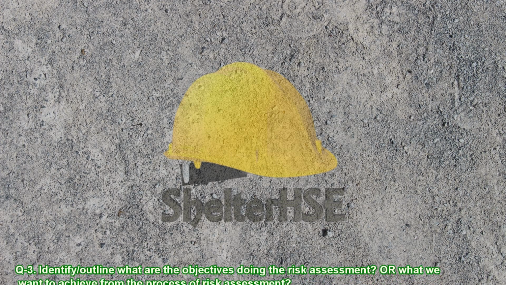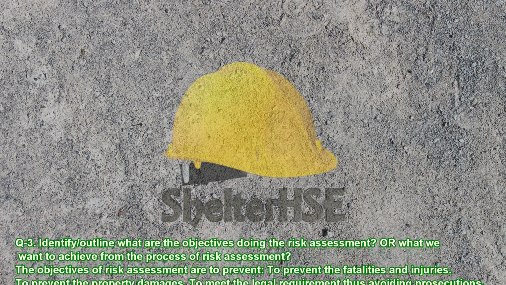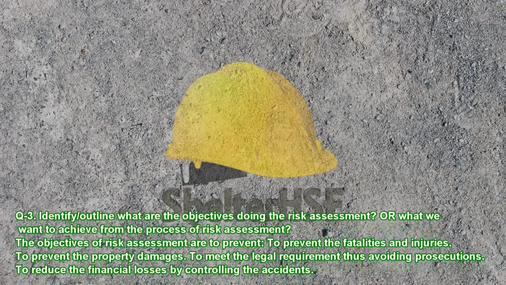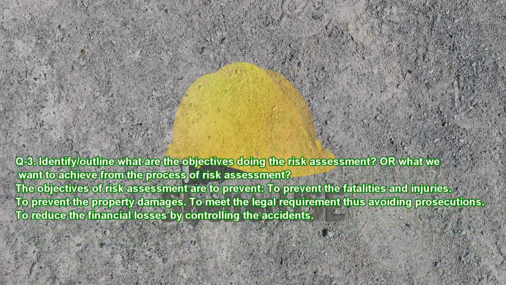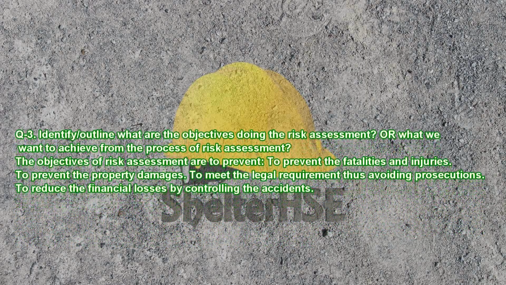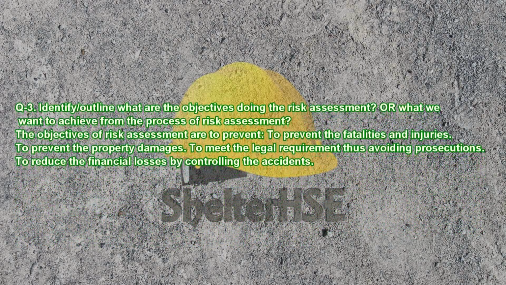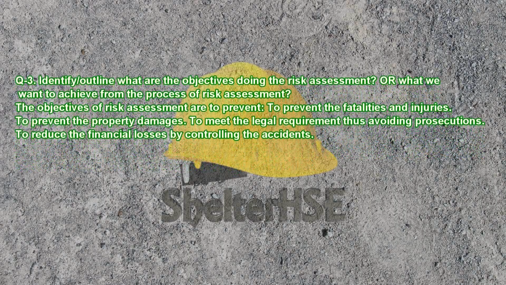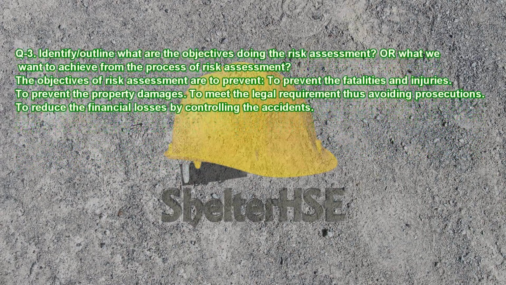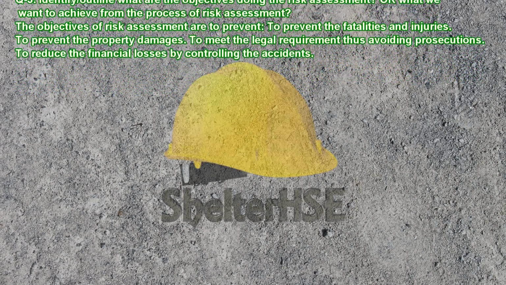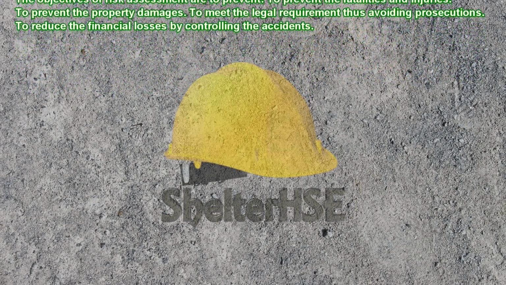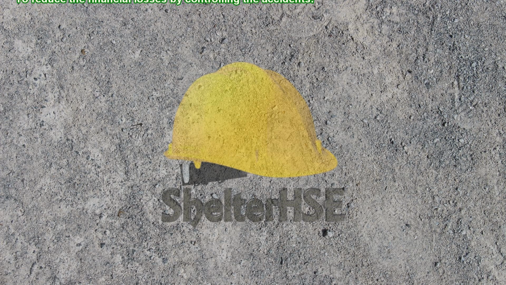Question 3. Outline what are the objectives of doing the risk assessment? Or what we want to achieve from the process of risk assessment. Answer. The objectives of risk assessment are to prevent fatalities and injuries, to prevent property damage, to meet the legal requirements, thus avoiding prosecutions, and to reduce the financial losses by controlling the accidents.